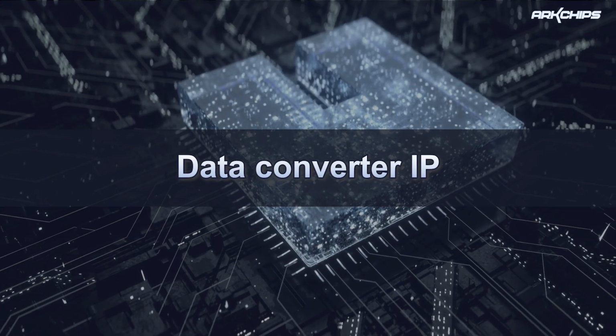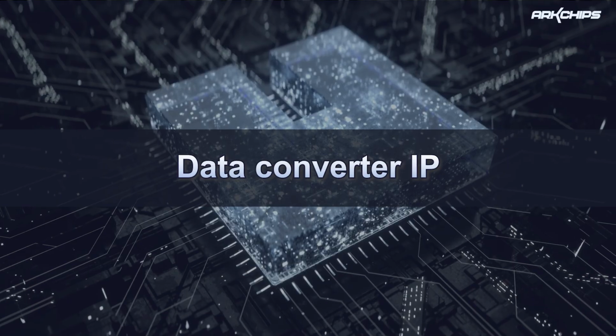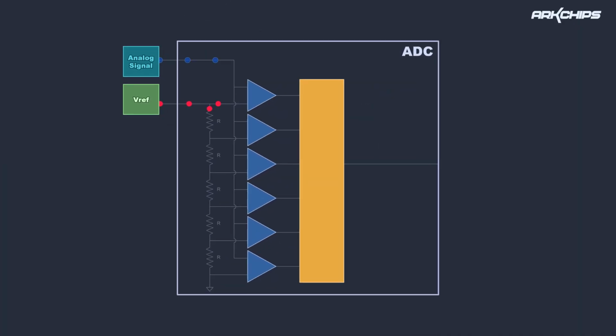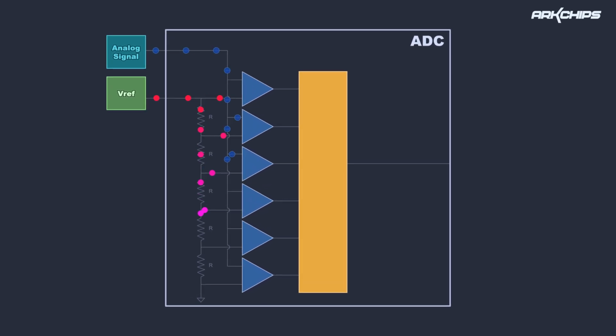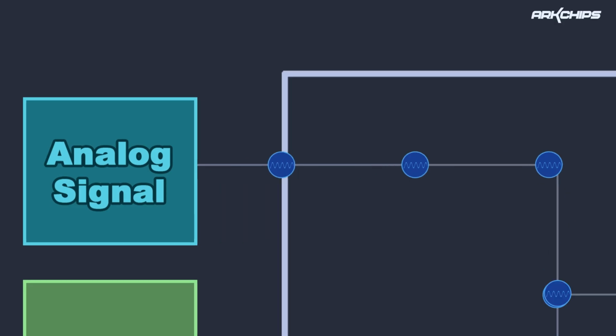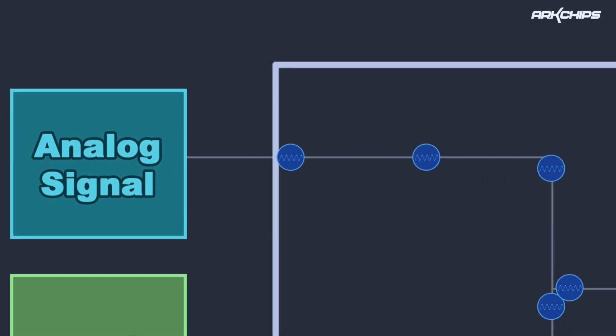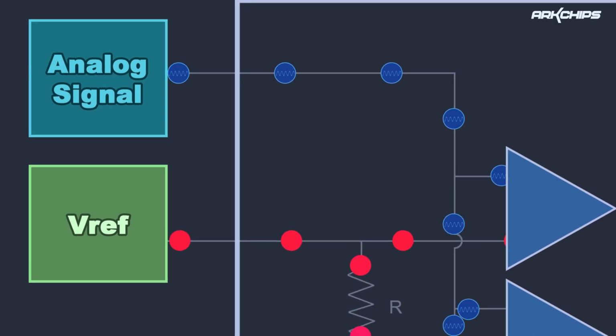Data converter IP converts analog signals coming from external sources into digital form. The computer system can only process digital data. Therefore, we use data converter IP to transform analog signals into digital data. When analog signals are fed into the ADC converter IP, the reference voltage is required for sampling.